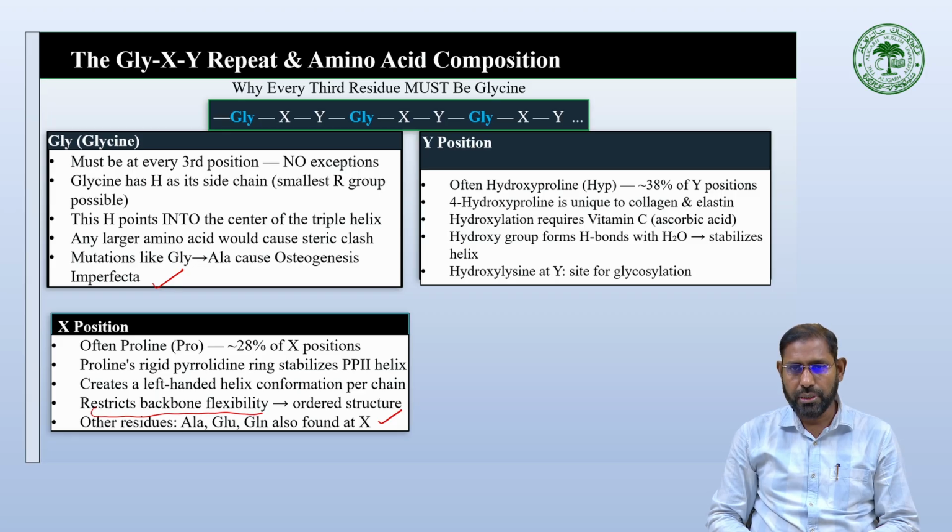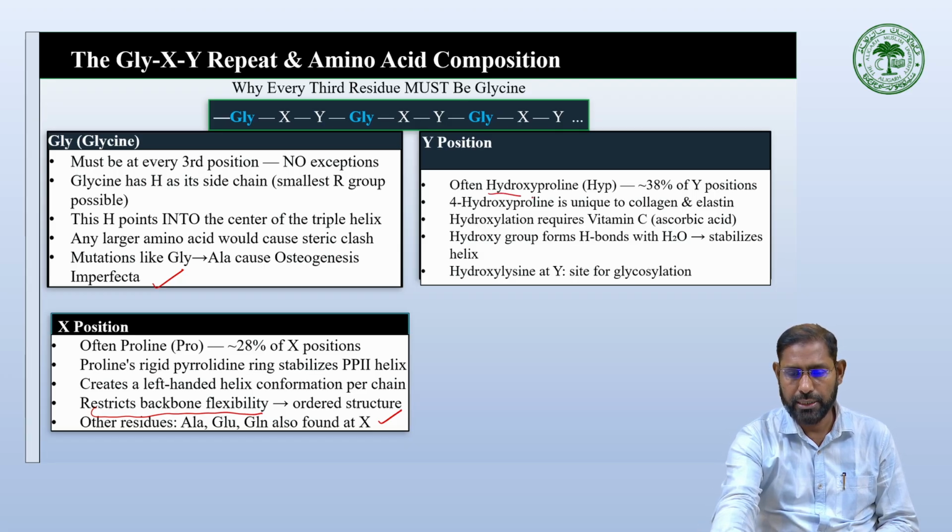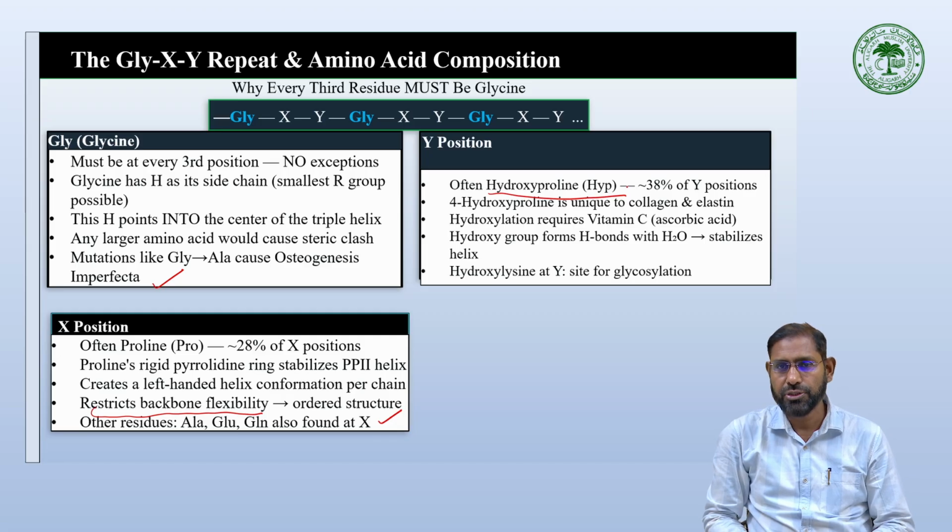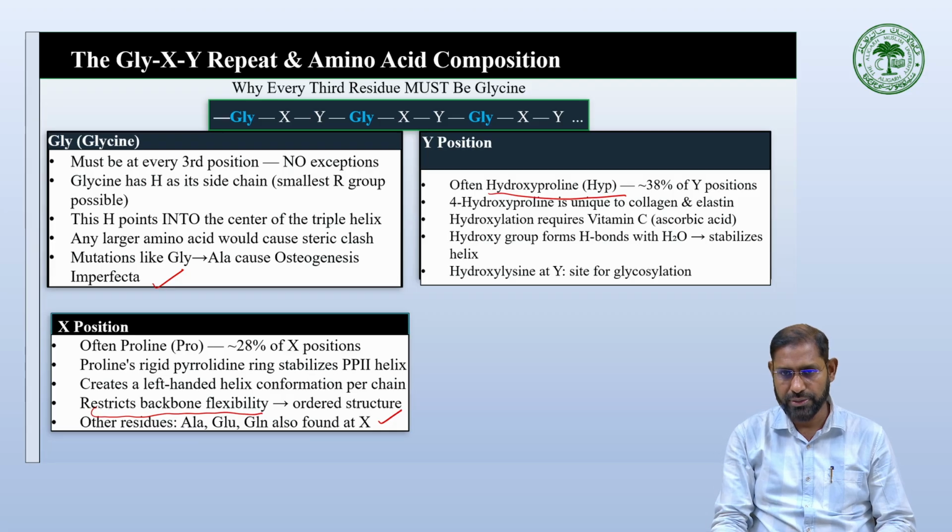Now the Y position is mainly occupied by hydroxyproline. It makes up 38% of the Y positions, and 4-hydroxyproline is unique to collagen and elastin. That's very unique. Hydroxyproline requires vitamin C, specifically ascorbic acid, and the hydroxyl group forms hydrogen bonds to stabilize the helix. Hydroxylysine is also at the Y position, and it is a site for glycosylation modification.